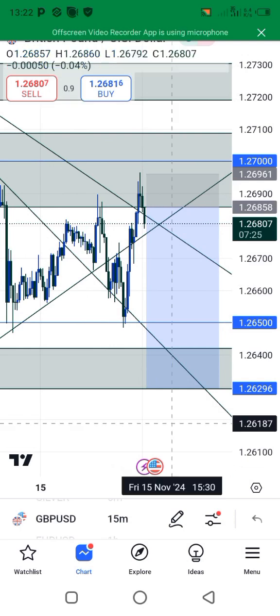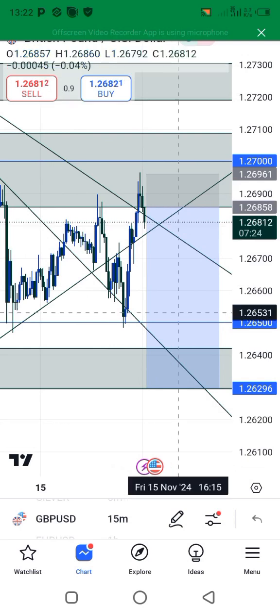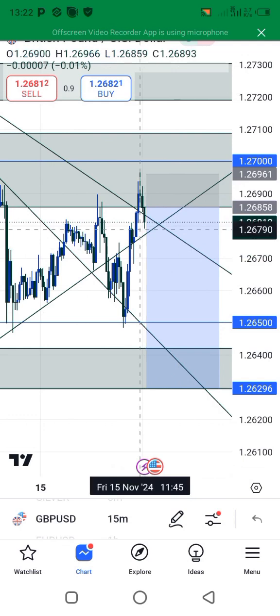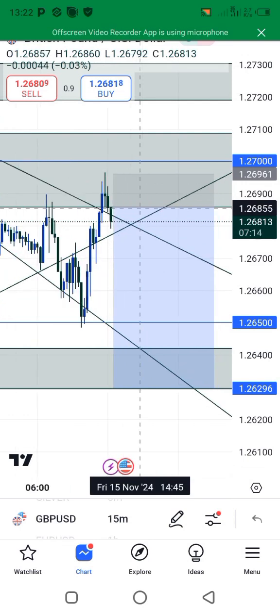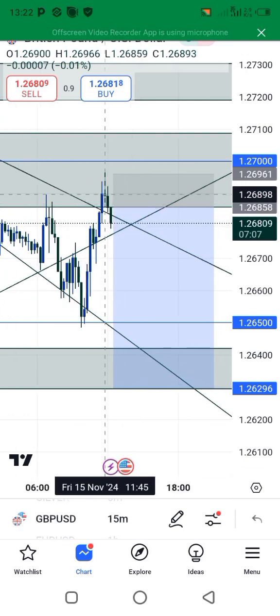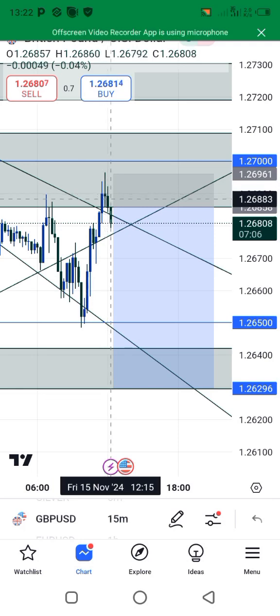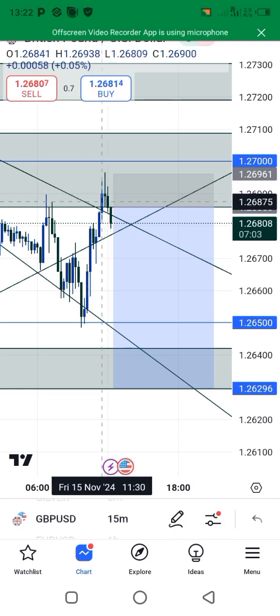Because remember, guys, our confluence was a major resistance level, a third touch of the trend line. After the third touch of the trend line, then came the shooting star and the confirmation, guys. So that is our trade confluence today. Now we're going to just see what the market will do next.